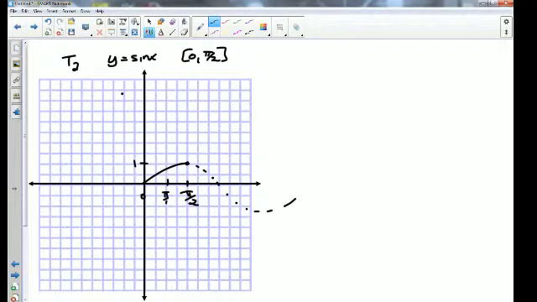Why divided by 2? We want 2 subintervals, so I just split it in half.